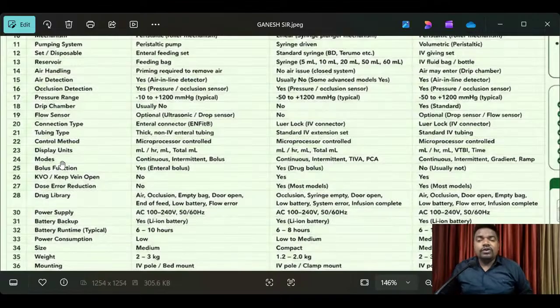For the feeding pumps, the modes are continuous, intermittent, and bolus. For the syringe pump: continuous, intermittent, TIVA, and PCA. Please keep in mind, whoever is new may not understand now, but this is very helpful and useful in interviews and in your life. For the infusion pumps: continuous, intermittent, gradient, and ramp. There are these variations. You have to keep them in mind when you touch the equipment and when you repair it, and focus on all these things.